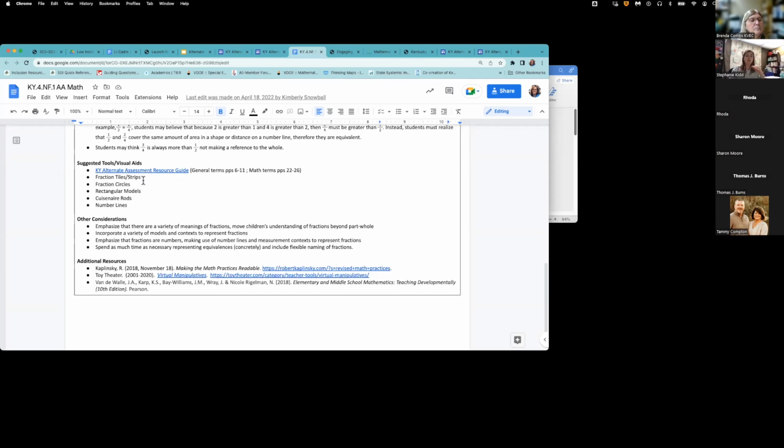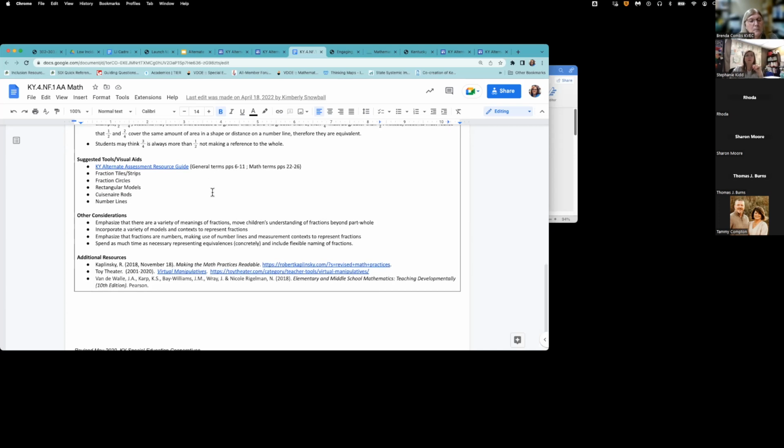So when I have to transition that over and they see questions in the text or on the assessment that are more linear, these two allow for that. And of course, number lines, fraction tiles and fraction strips are more linear, so it equates to a number line. Then there are other considerations that you're going to have, and additional resources that you may want to find.